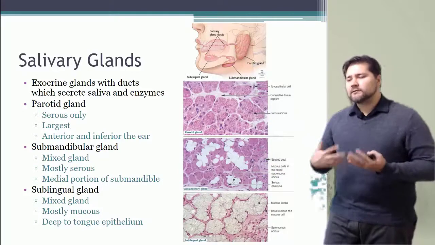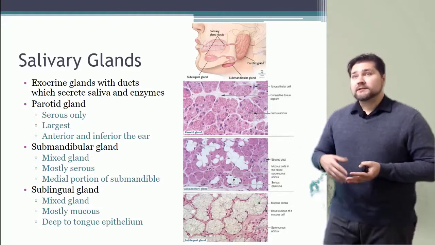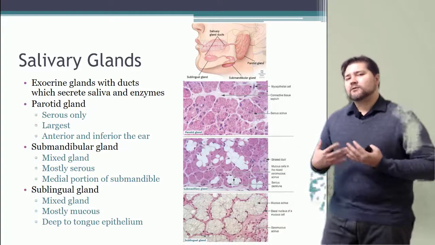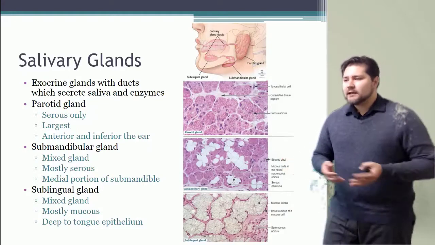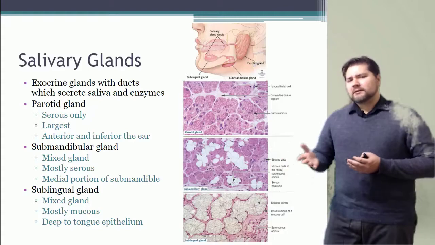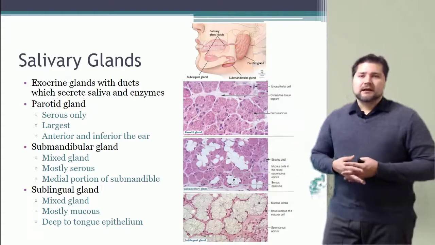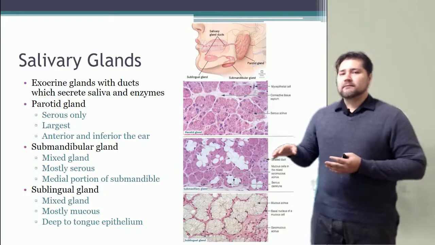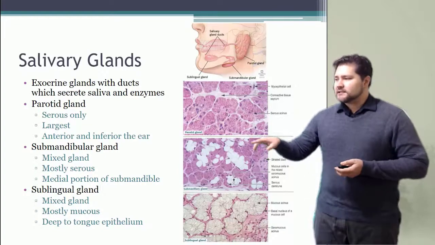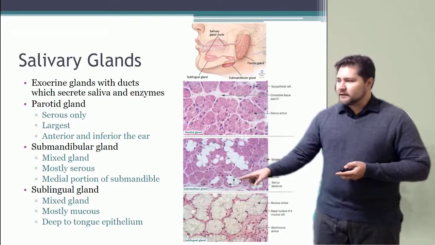So our sublingual, since we're talking about that, both sublingual and submandibular are mixed glands, but the sublingual is mostly mucinous glands, as you can see below, where submandibular is mixed, but mostly serous glands. And the other structure you generally see in your submandibular region is those serous demilunes, which they point out down here, right there.